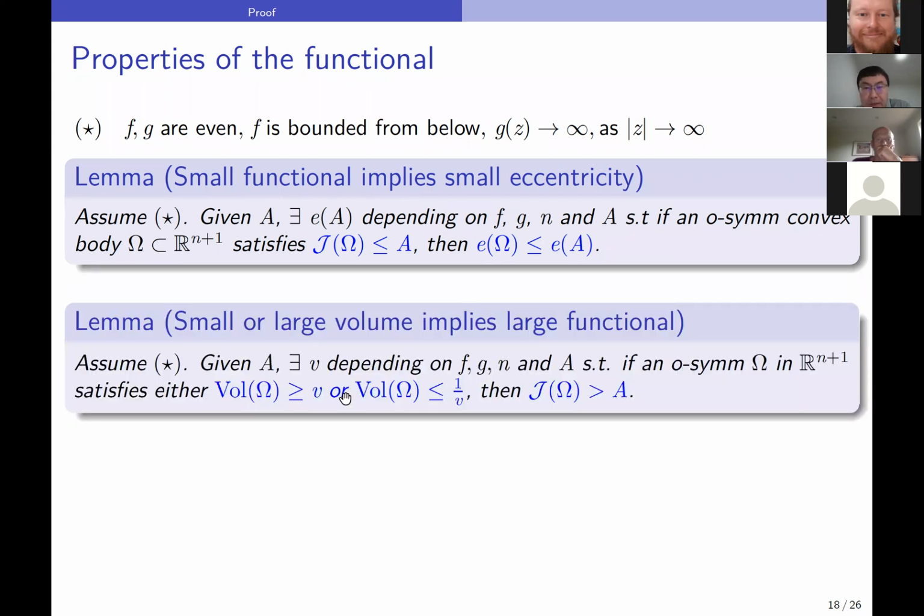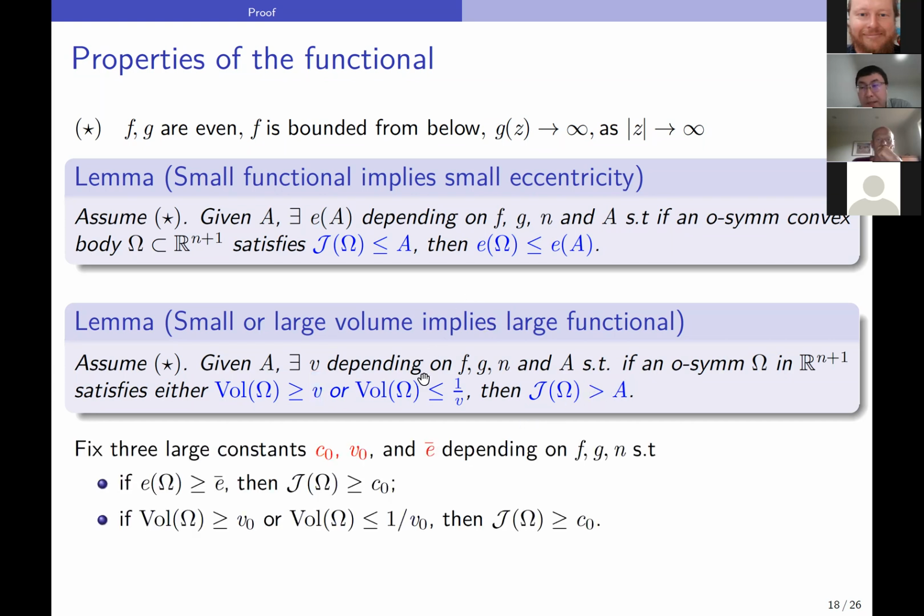The second lemma is: if the volume is too big, where V is a large constant, or too small, then the functional will be large. In other words, if the functional is small, then the volume of the convex body is bounded from below and above. By these two lemmas, we can fix three large constants, C0, V0, and E bar. C0 is about the functional, V0 is about the volume, and E bar is about the eccentricity. If either the eccentricity is greater than or equal to E bar, or the volume is large or small, then the functional will be large.